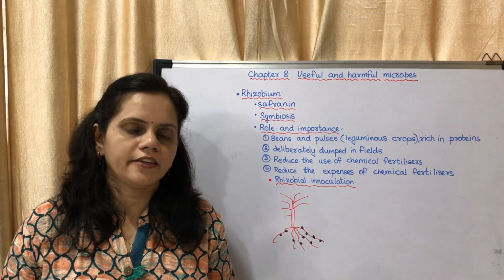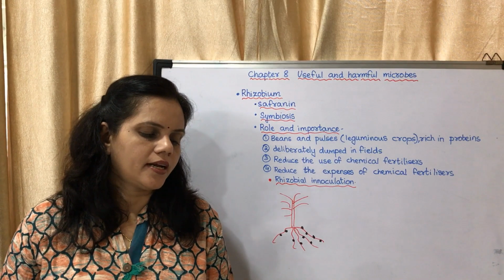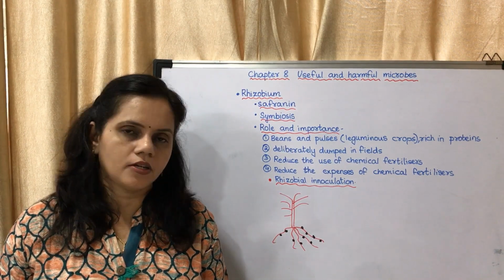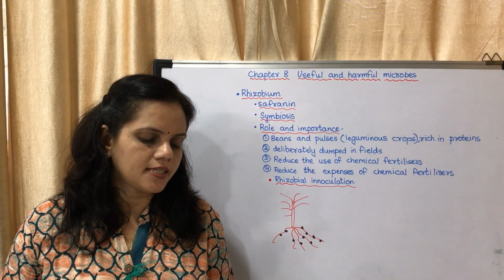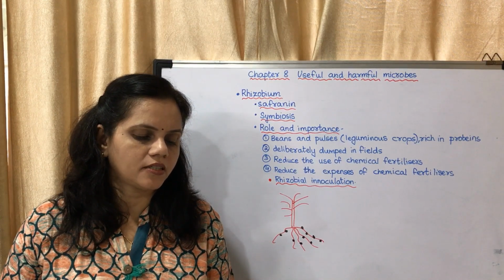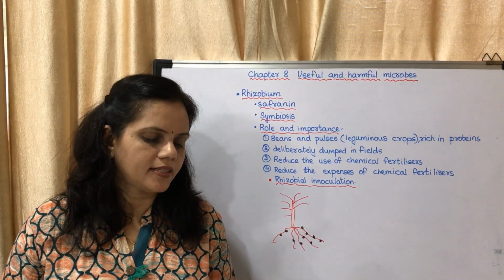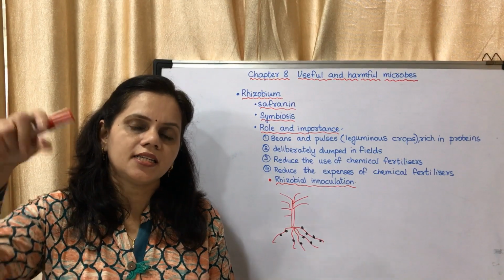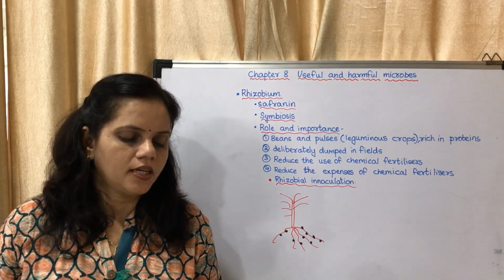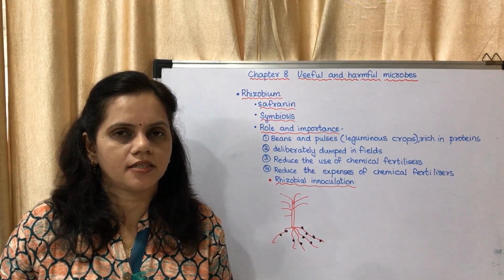Now you may see figure 8.2. Rhizobium is rod shaped. It lives inside the nodules. You may see bacteroid. Okay, bacteroid, that is the growth of bacteria inside the nodules of the plant. The diagram is not asked generally.